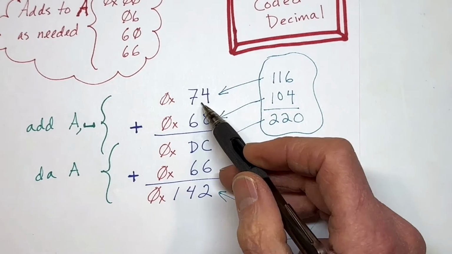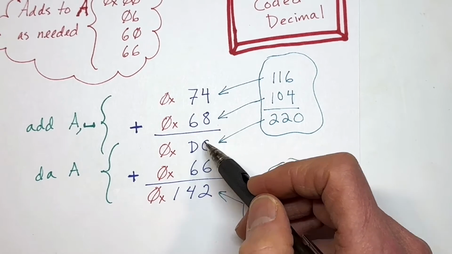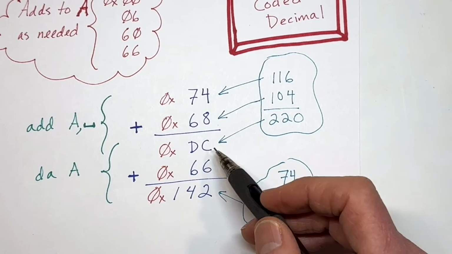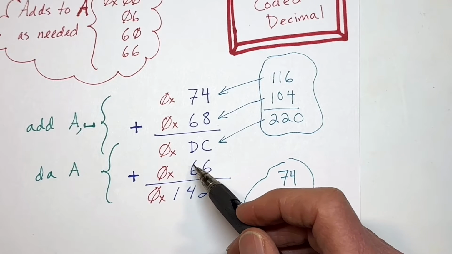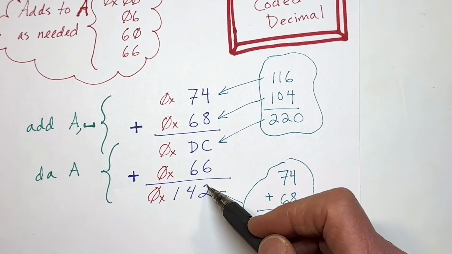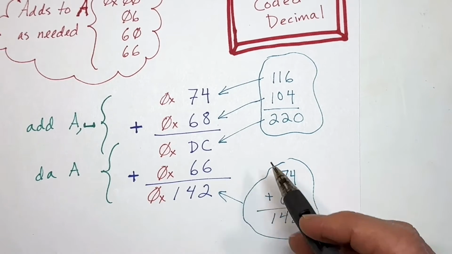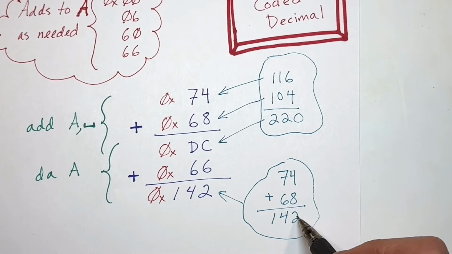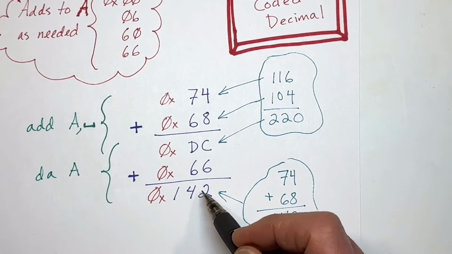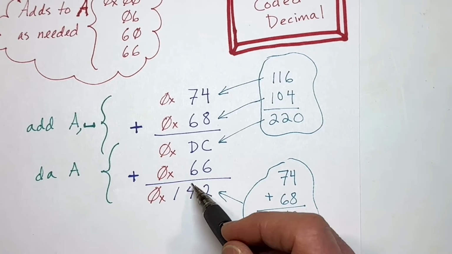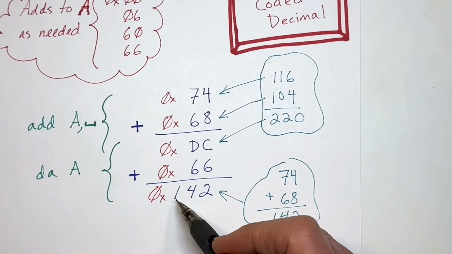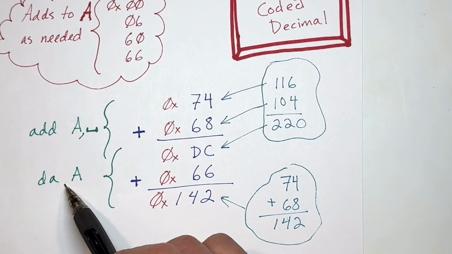Okay, so when we add using binary addition, we get DC in hex, which is not the answer we want. But interestingly, if you add hex 66 to that in binary, you would get this 142, which is exactly the correct result, interpreting those nibbles as decimal numbers. Each byte can only contain 2 nibbles, so this would be a carry out as well. So that's what the decimal adjust instruction does.